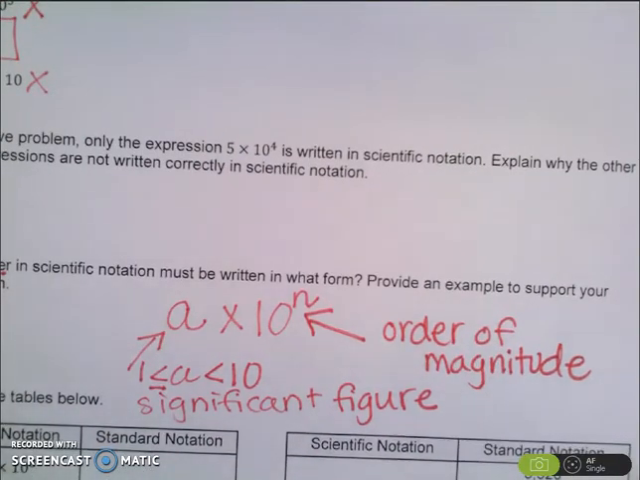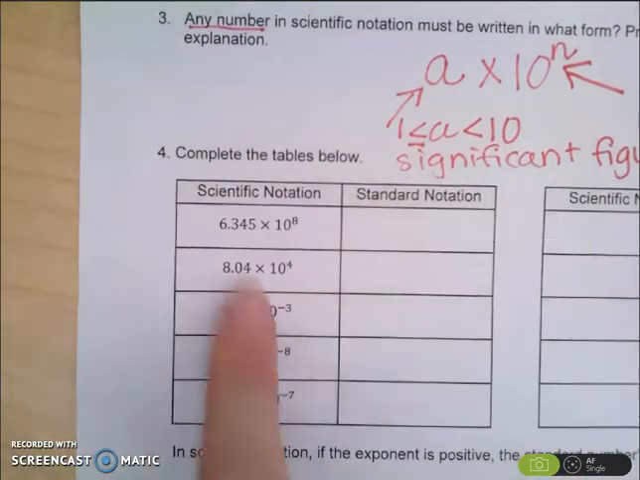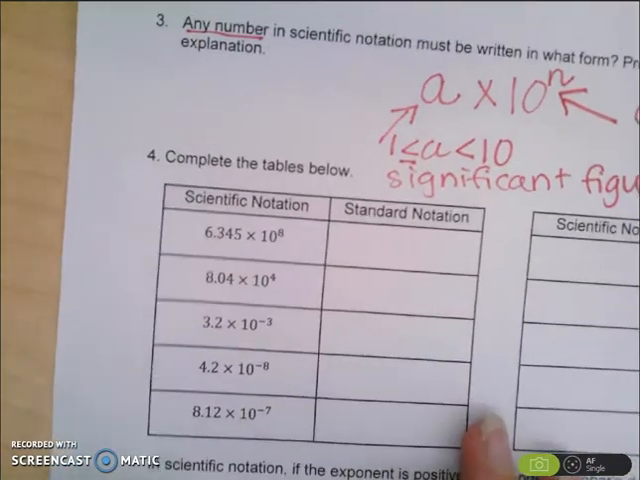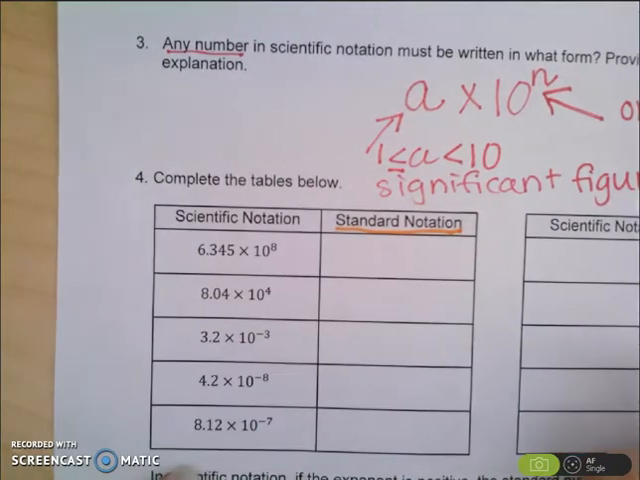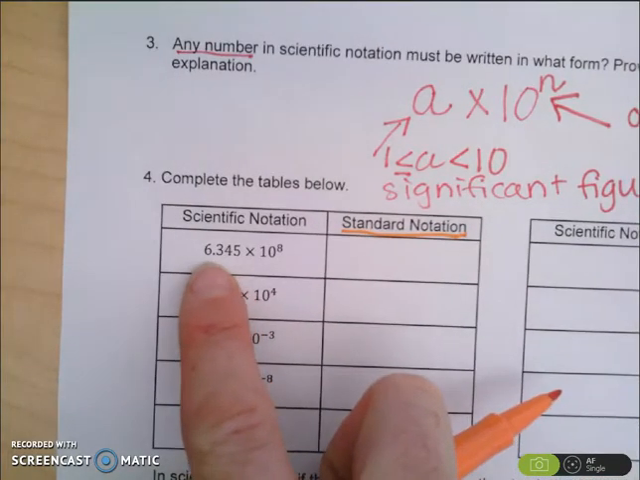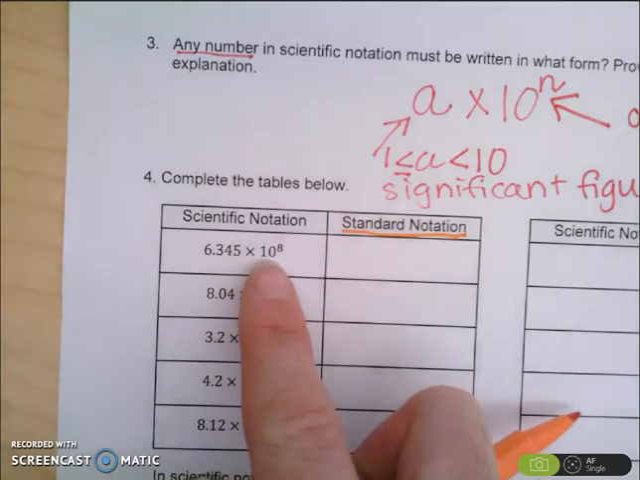Okay, let's complete the charts in number 4. So let's take a look at the first table. It says complete the table below. We have a scientific notation column and a standard notation. Standard notation, like we said in the purpose, is just the decimal expansion. So taking a look at scientific notation, this is 6.345 times 10 to the 8th power.